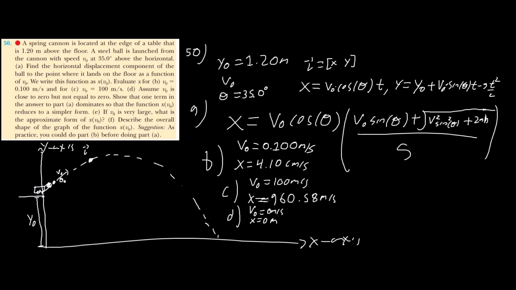I don't know, they want you to simplify this. So part E. If V is very large, I'm just going to put this on my calculator. I don't really care anymore. If V naught is like, I don't know, infinity, then X would just be infinity. So that's the value. And part F, overall the shape of the function as a function of time. Well, this is part F right here. F is just going to be a parabola. All right, we're done.